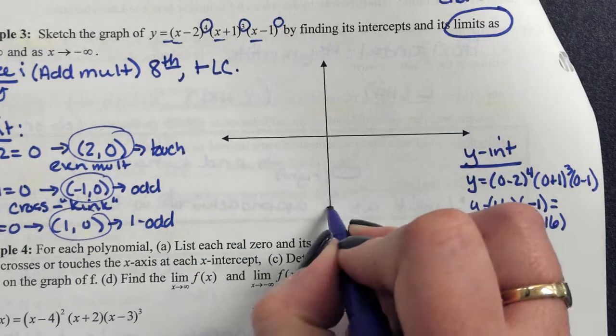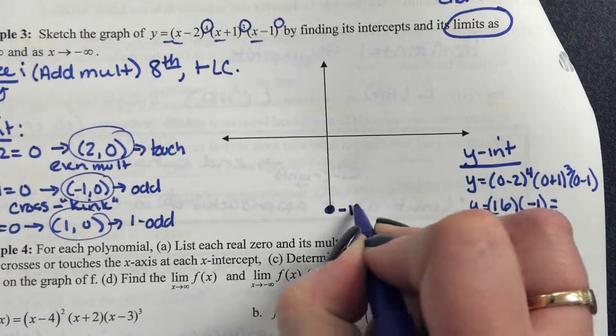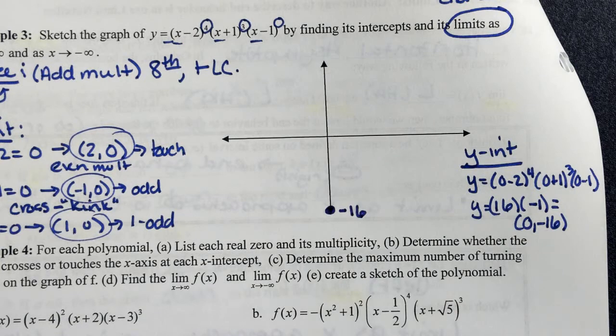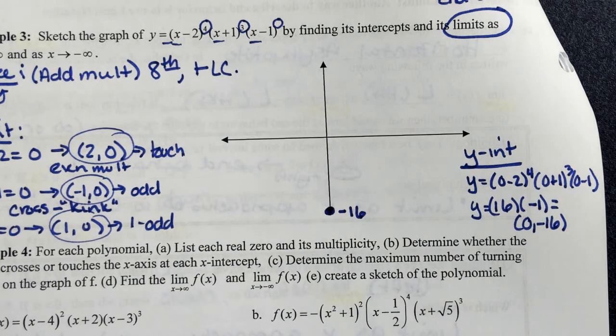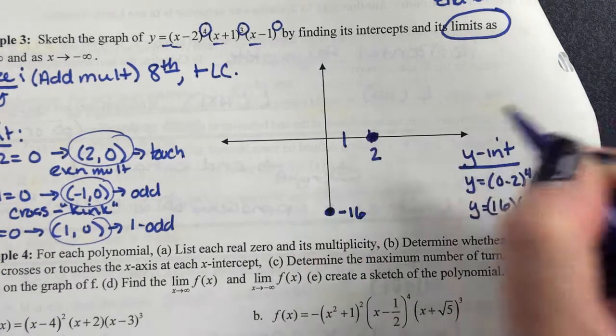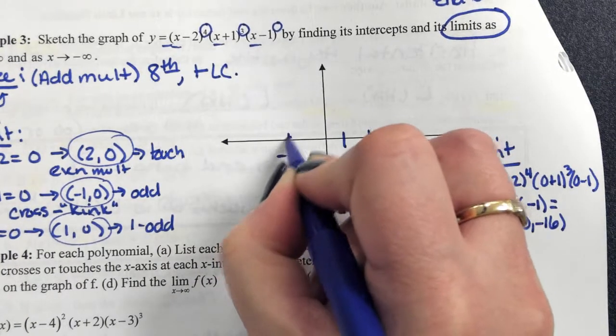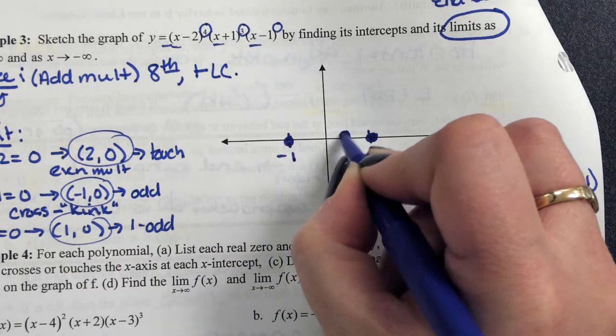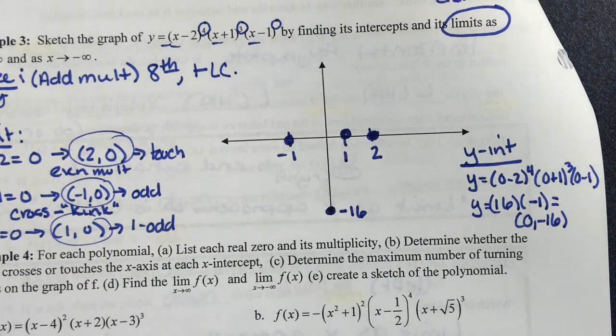So just label the y-intercept all the way down here at negative 16. You don't have to count all the way down to negative 16, but just label your y-axis. So now I'm going to plot my x-intercepts. I have one at 2, 0. I have one at negative 1, 0. And I have one at 1, 0. You must always label your x and y axis.